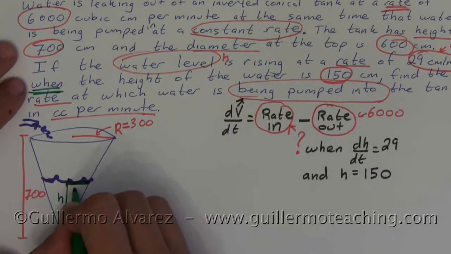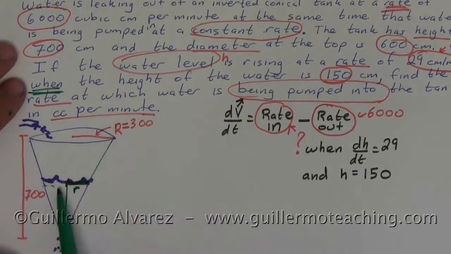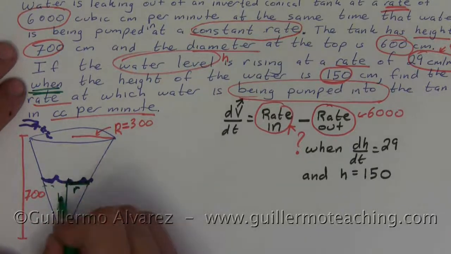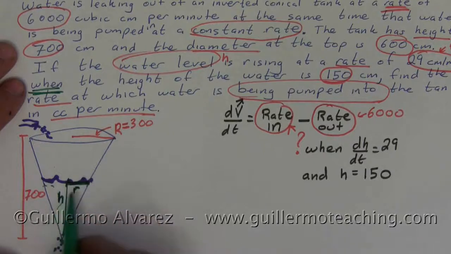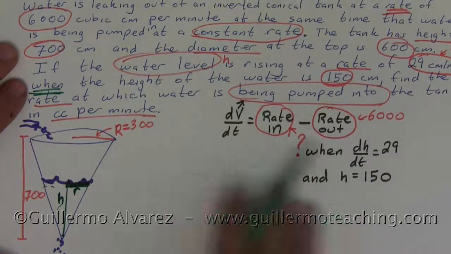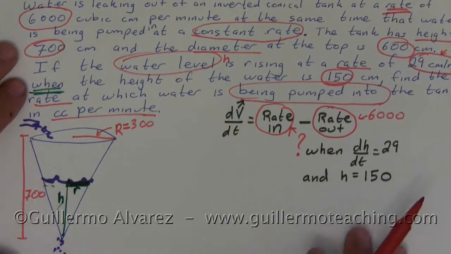And here, this is little r, I'm going to call that the radius. See how we have another, smaller cone inside, made up by the water, the body of water inside of the cone. So here we have little h, which is the water level, and little r is the radius of the cone created by the body of water inside of the cone. Okay, so now that we have all of that sorted, we can come up with our formula.